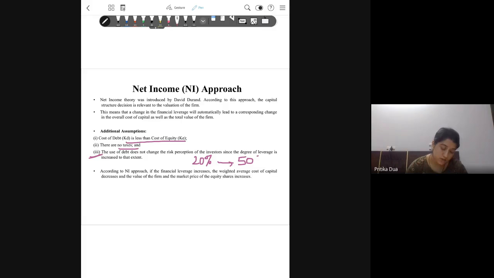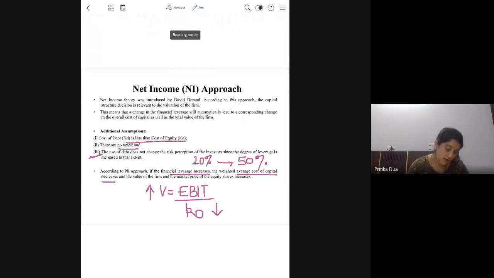So according to the NI approach, if the financial leverage increases, the overall cost of capital decreases and the value of the firm and the market price of equity share improves. Okay, as I told you, the value of the firm is EBIT by KO. तो जब लीवरेज इंक्रीज हो रही है तो आपका जो KO है वो फॉल कर रहा है. आपके फाइनेंसिंग डिसीजन से आपका ओवरऑल कॉस्ट ऑफ कैपिटल फॉल कर रहा है. इफ द डिनोमिनेटर फॉल्स, then the value of the firm will improve. Okay, so if we have to represent this graphically, this is how we represent it.